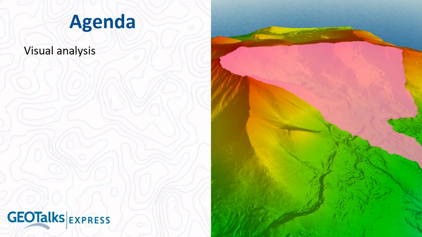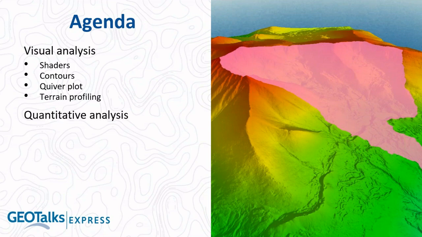Under that umbrella, we'll take a look at shaders, the idea of applying colors to a terrain layer. We'll look at some contouring. We'll develop a quiver plot. You may not be familiar with this. This is a way to visualize point data to reflect some variables. I'm not going to spoil the plot here, but no pun intended. We'll take a look at a quiver plot to represent terrain. And we'll also introduce our profiling tool. Some of you who have used Global Mapper will be familiar with profiling. We use this in a lot of different contexts. But again, these are all ways to visually represent the terrain for visual analysis.